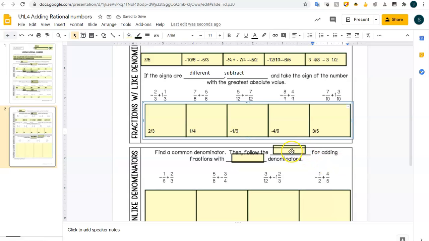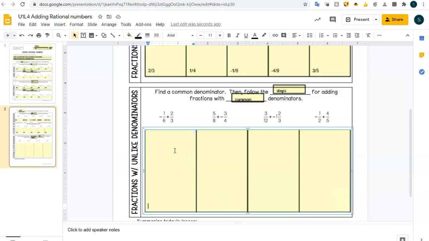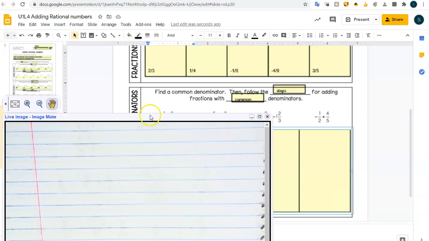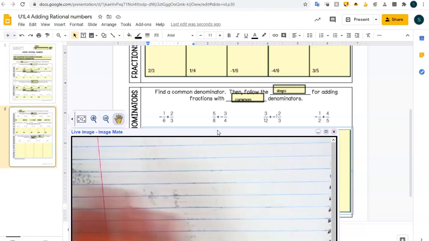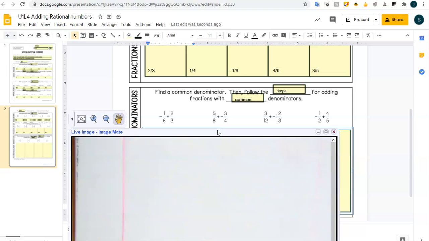Now, so we find a common denominator, then follow the steps for adding fractions with common denominators. All right. So now we need to find our common denominator first. Now I've run out of space on the page, so I'm going to just flip over to the next page of my notebook, work on the back. And let's see if I can scroll this. Alright, so I'm actually just going to move this down a bit so I can see the whole thing.